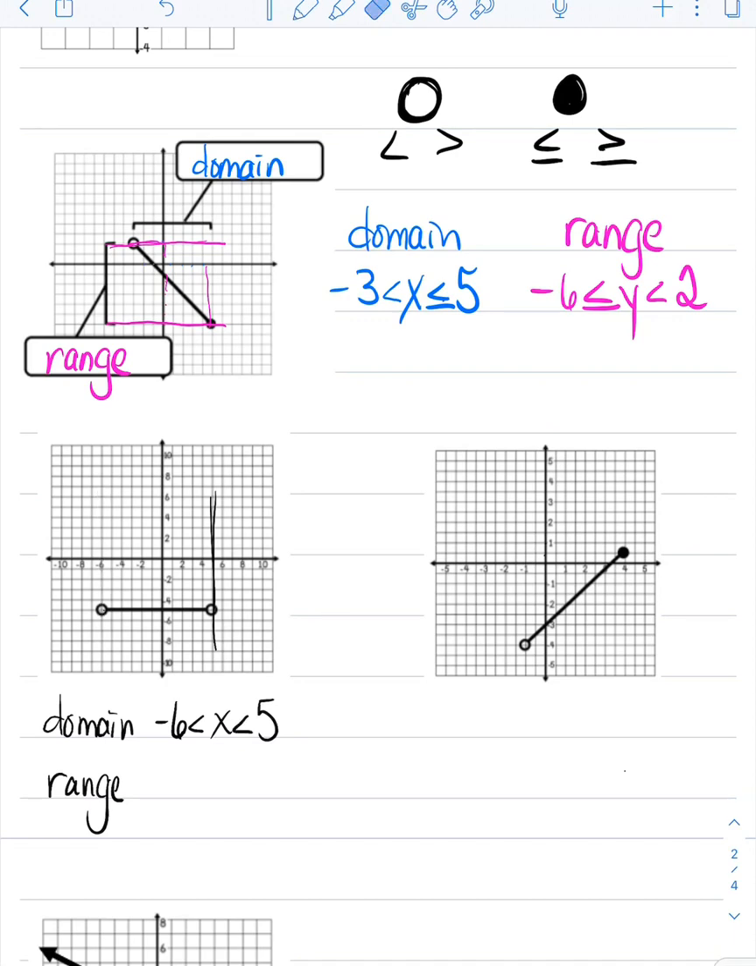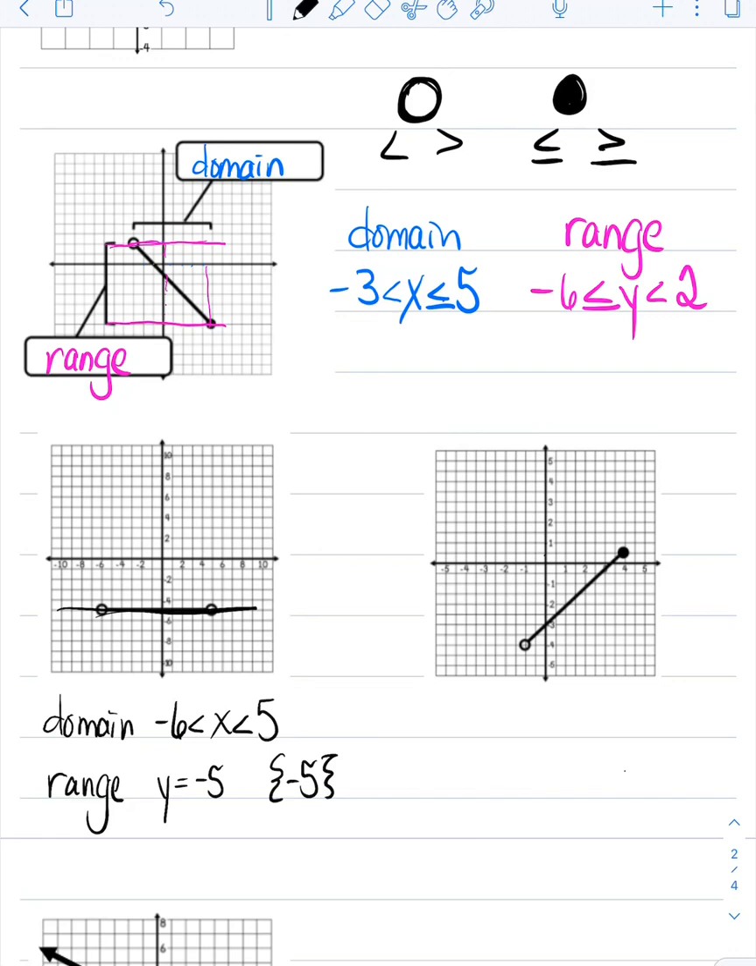Now let's take a look at our range, or our y values. So first I write my y, and I notice actually I only see one y value. So I can write this a couple of ways. I can either write y equals -5, or I can just write it as that set, because there's only one number in that set.